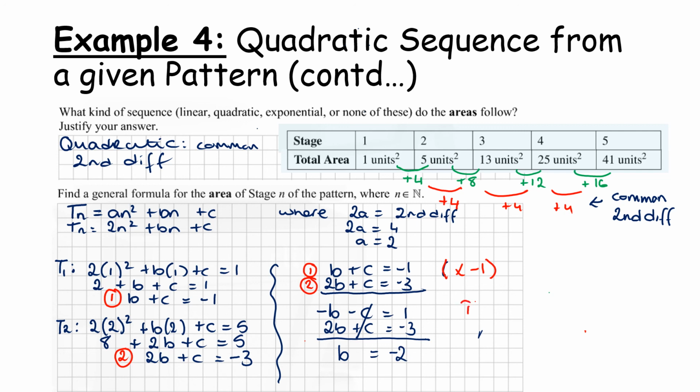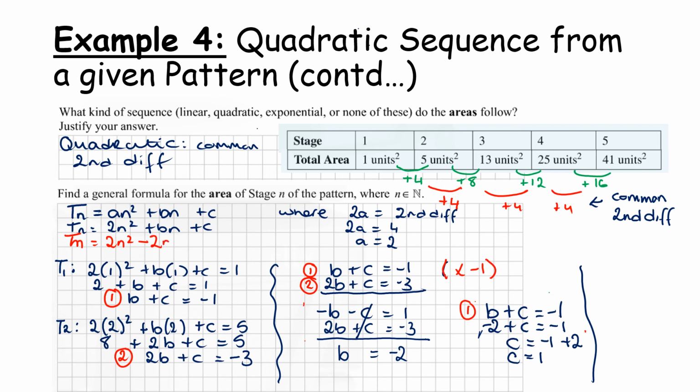We then go back to either equation. I'll take equation 1: b plus c equals minus 1. I know b is minus 2, so minus 2 plus c equals minus 1. I'm going to add 2 to both sides, so I get minus 1 plus 2, so c is equal to 1. That brings me back to writing my Tn. I'll do it back up here: Tn is equal to 2n squared minus 2n plus 1. And that is our general formula for the areas.